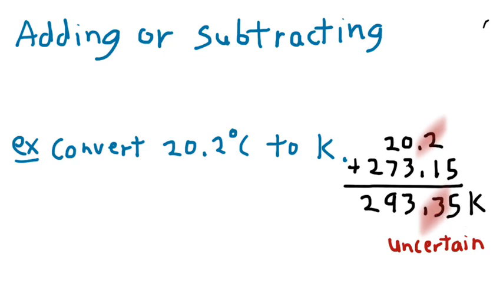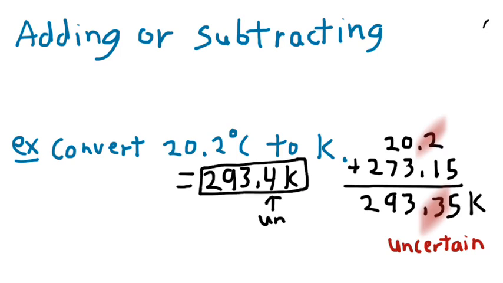So we're going to round our answers. So the last digit is the estimate, and then it's in significant figures format. So it winds up being 293.4 Kelvin. So the last digit is the estimate. So in adding and subtracting, you just count digits after the decimal.